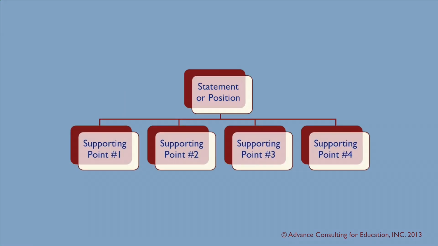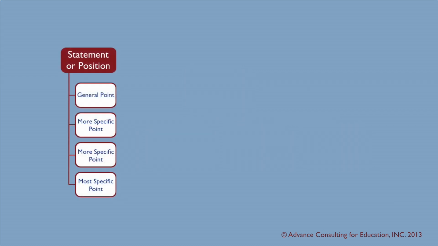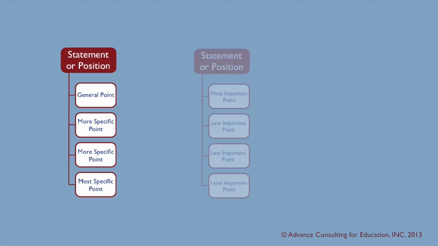The simplest argument structure that we can diagram for students is one with a single statement or position and then multiple equally important supporting points. The next argument structure has a statement or position which is first supported by a general point, and then subsequent points become more and more specific. And the final point is the most specific point of all, or the most detailed point of all.